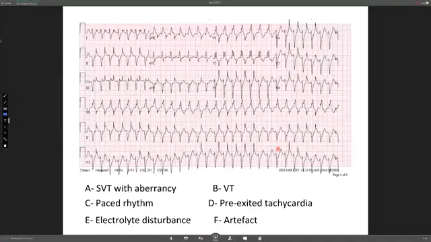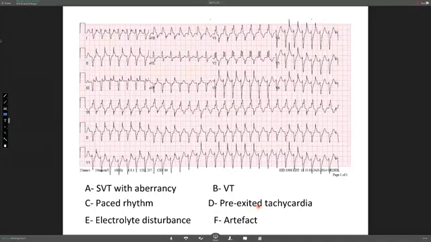Yeah, so the first comment, I think more of the audience answered this to be A, which is SVT with aberration, which is very expected, as you know, for several reasons. Number one, it's relatively narrow. It's a broad, or wide, QRS complex tachycardia, but it's not super broad because it's fascicular. And so many of those patients, because of their younger age, are sensitive to adenosine. You give them adenosine, calcium channel blocker, or even beta blocker and it will terminate the tachycardia.